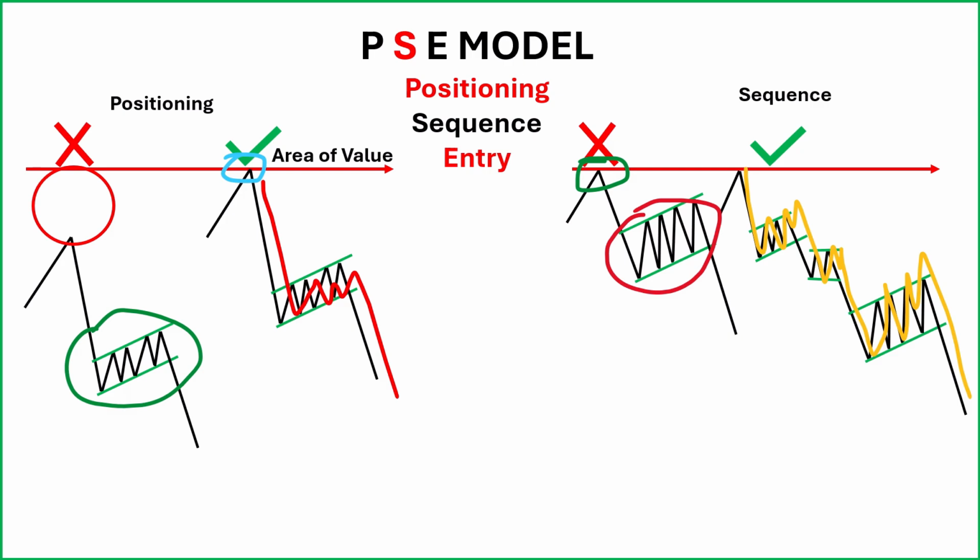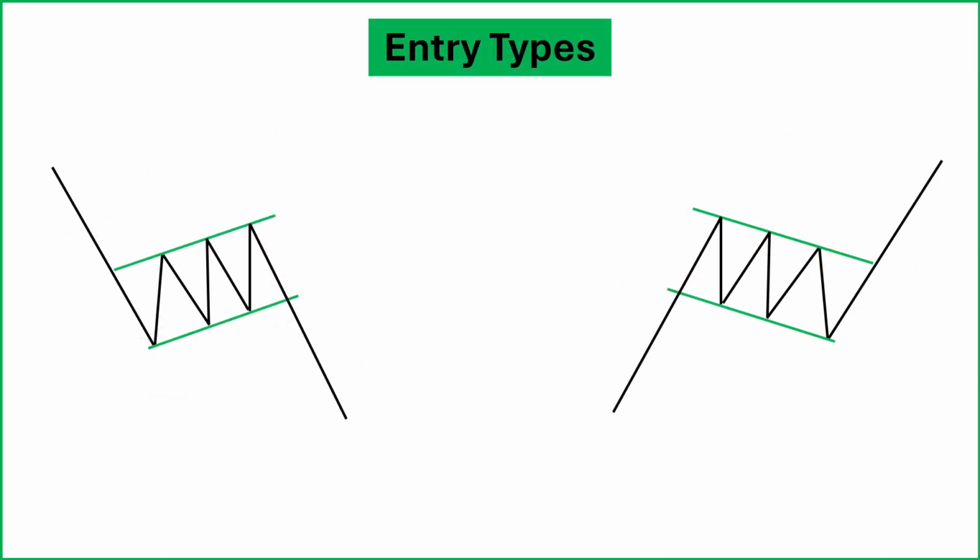But here's the thing. Just because the sequence doesn't start off perfectly doesn't mean the setup is completely invalid. It just means we might need to adjust our expectations or take different measures. Whether that's waiting for more clarity, using a different entry type, or managing risk more tightly. Now it's time for us to dive into the entry types. In this video, we're going to focus on just one method, the classic 3-touch example.